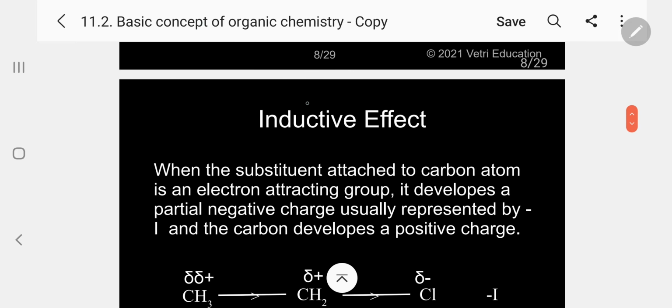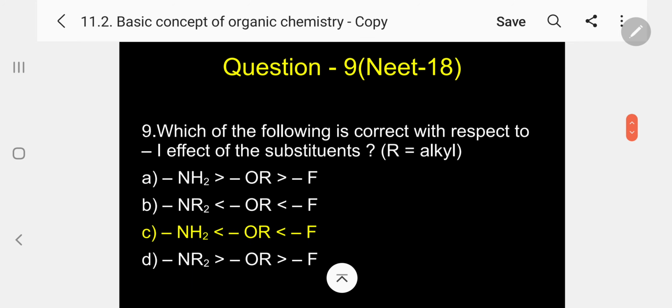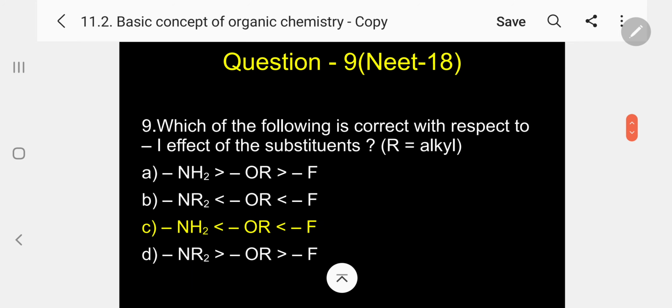So, kindly follow. Now I will come to the question. Which of the following is correct with respect to the I effect of the substituents? What is meant by I effect? If you go for minus I, it is only indicating attracting groups. But unfortunately, here all the given groups are releasing groups.